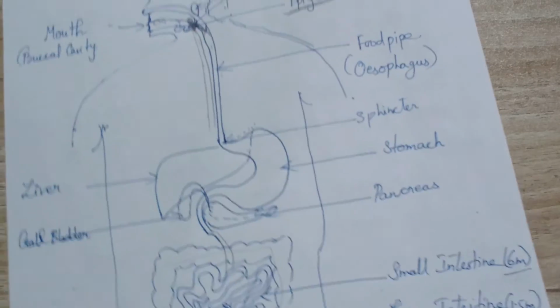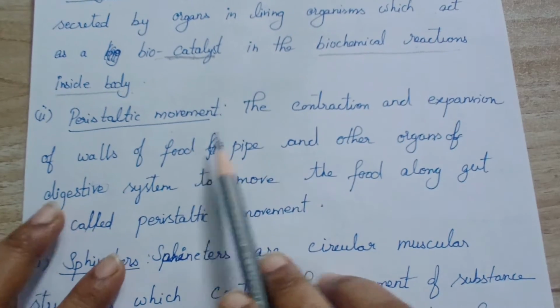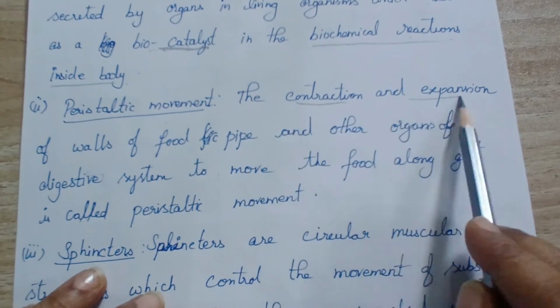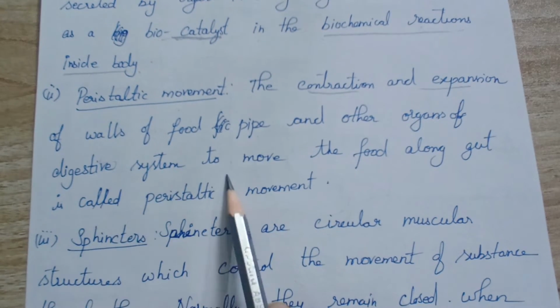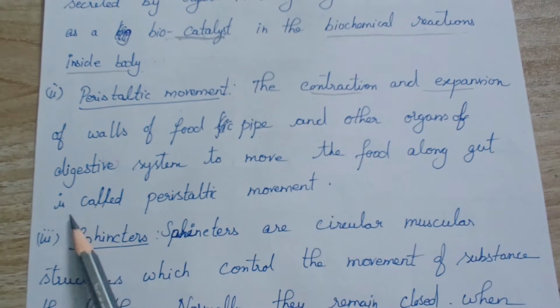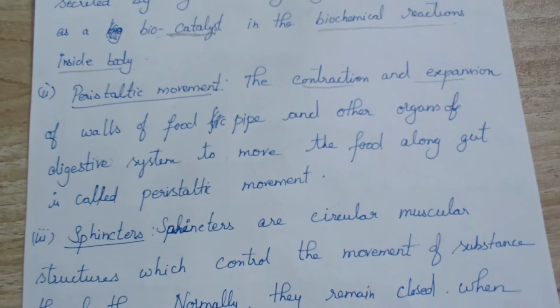That movement is called peristaltic movement. The contraction and expansion of the walls of the food pipe and other organs of the digestive system to move the food along the gut is called peristaltic movement. So from the mouth to the anus, it will be moving in the same manner, by contraction and expansion. That movement is called peristaltic movement.